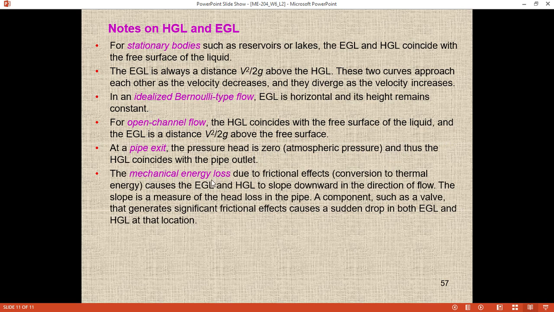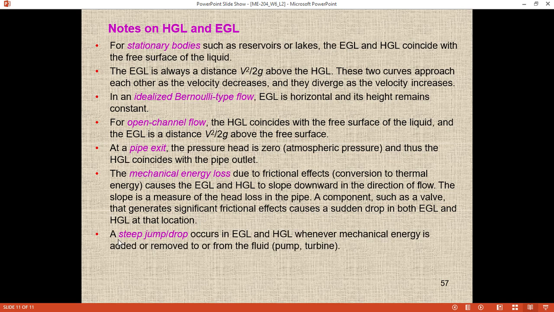The mechanical energy loss due to the friction effect, converted to thermal energy, causes the EGL and HGL to slope down in the direction of flow. The slope is a measure of the head loss in the pipe. A component such as a valve that generates significant friction effect causes a sudden drop in both EGL and HGL at that location in the actual flow. A steep jump or drop occurs in EGL and HGL whenever mechanical energy is added or removed from the fluid. Like if you are adding a pump or turbine, definitely the line will jump.